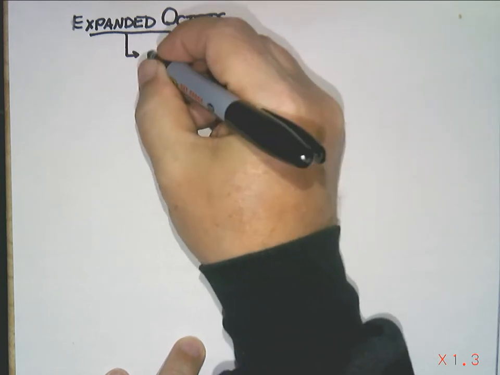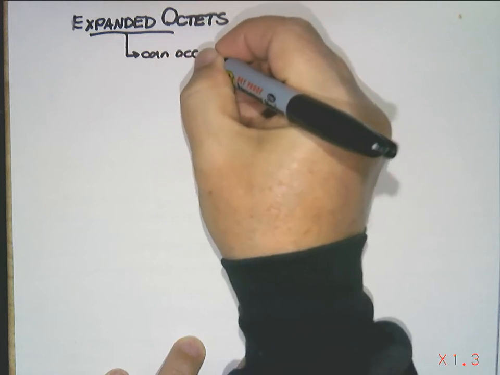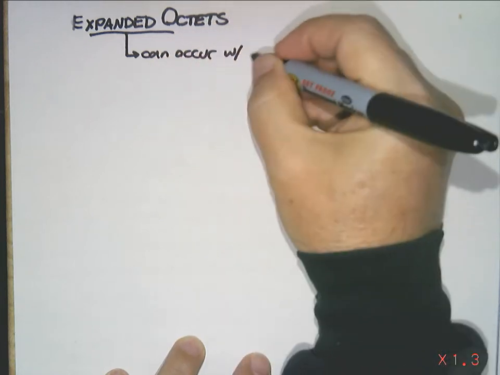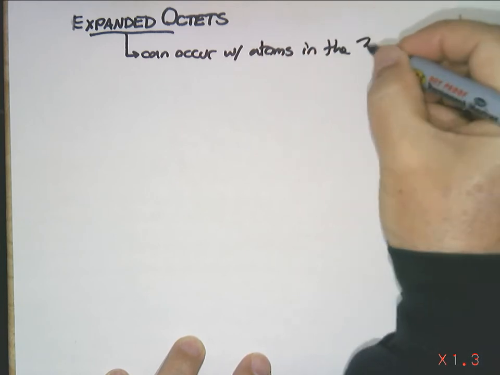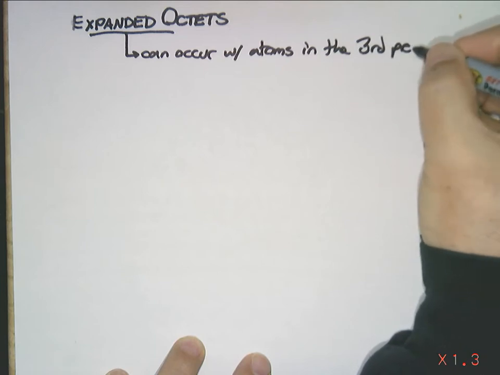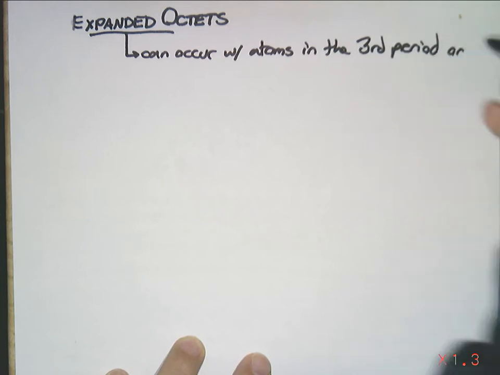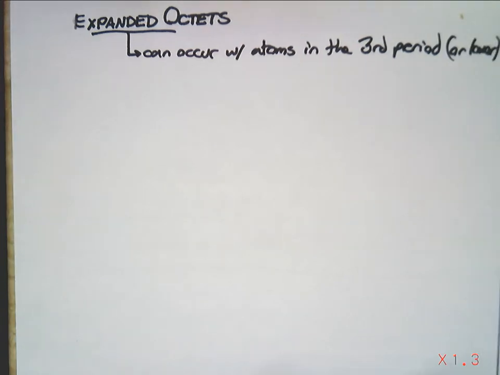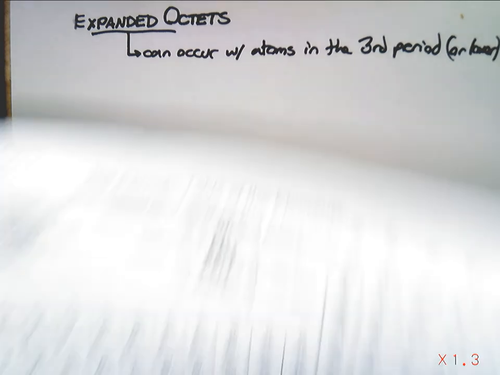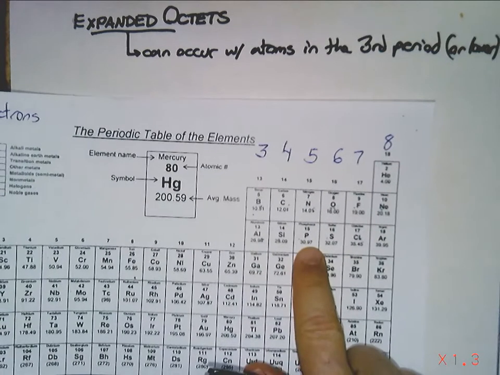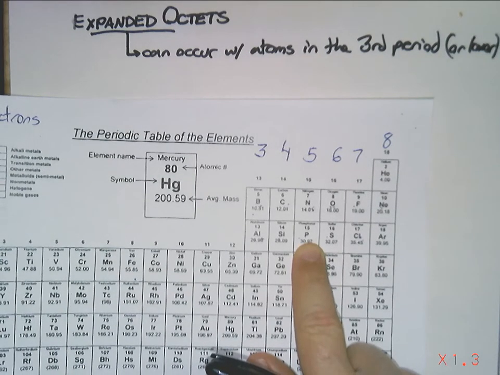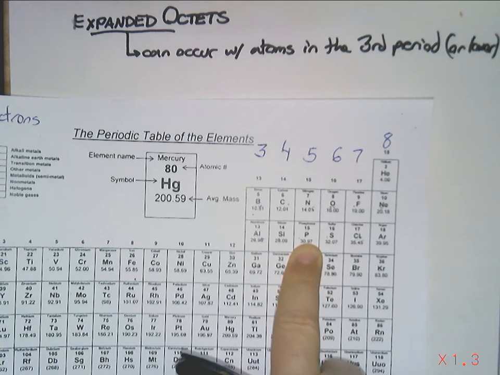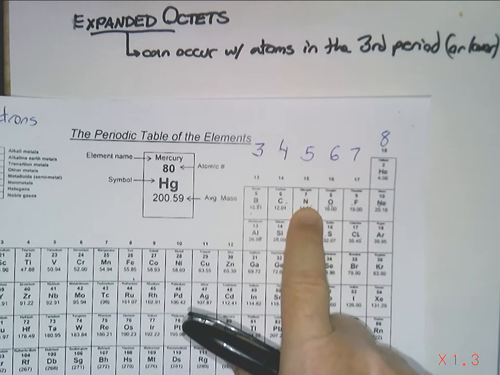So these can occur with atoms in the third period or lower. So it is possible for me to build structures that have got more than 8 electrons around the central atom if the central atom is phosphorus, but not if it's nitrogen.